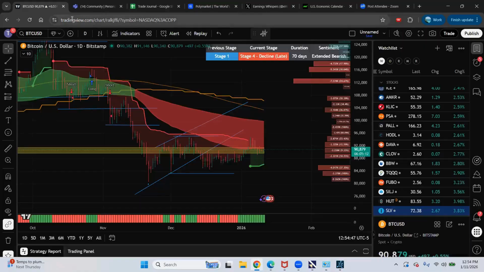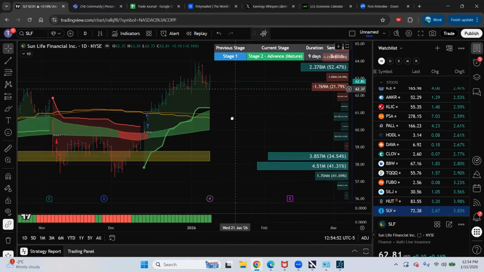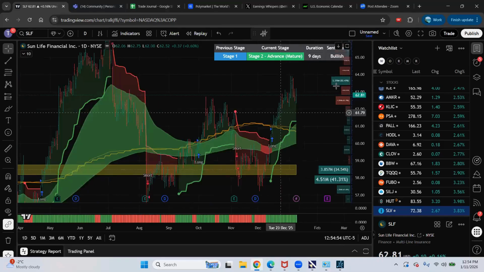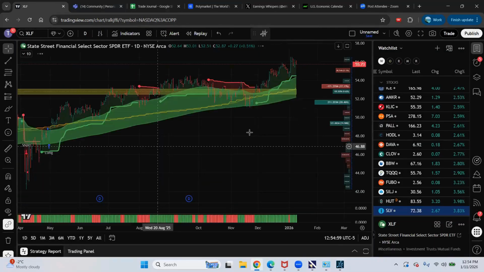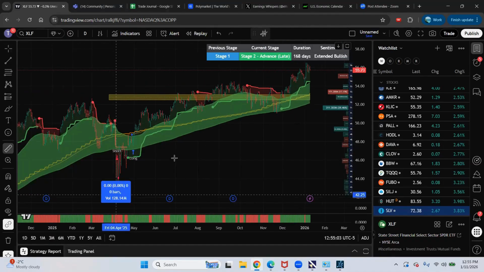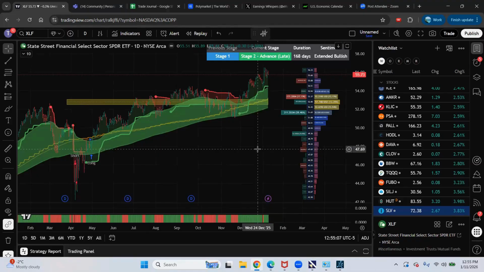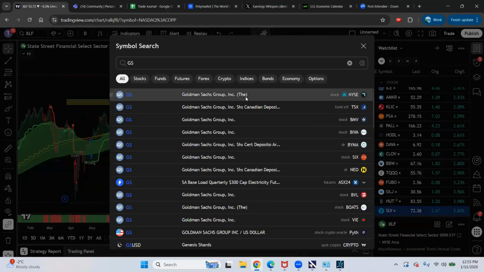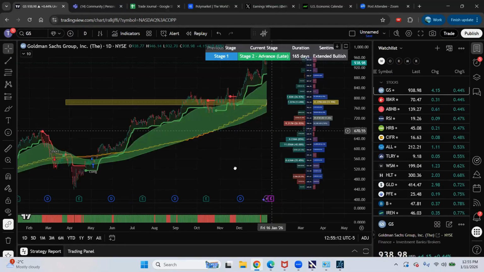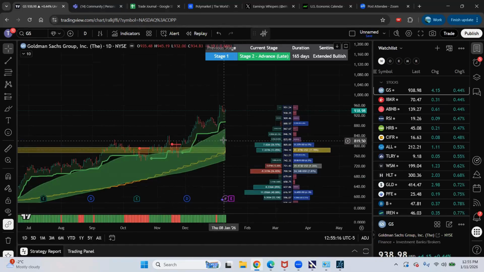If I look to see where XLF is, this has had such a good run over the last little bit that if you look to see where we were on Liberation Day and see where we are currently, we're up 30% on the banks. Goldman Sachs, hard to believe that it's near $1,000. And this doesn't seem like there's any stopping it. Now, earnings will be interesting.